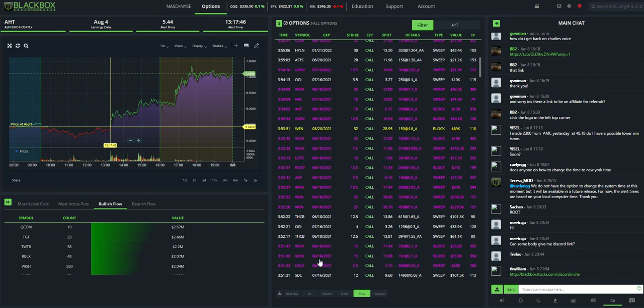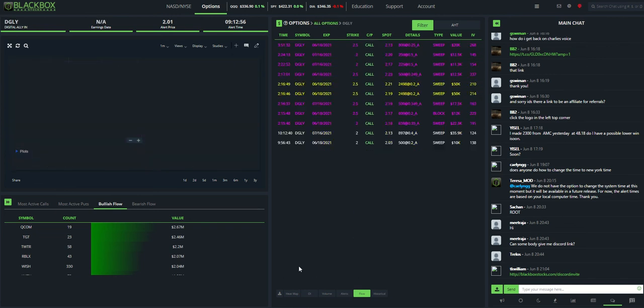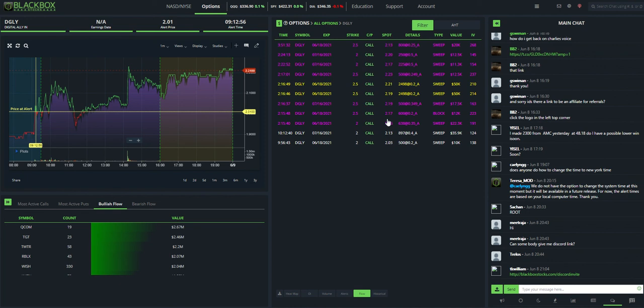Another one that we saw come in today was DGLY, Digital Ally. Again, they didn't ground and pound it, but look at the spot price. It came in at 2.03, so right about this point. We alerted it right at $2 pre-market, and it went up to just over 2.21. So about a 10% gain using, again, the options flow along with the alert system.